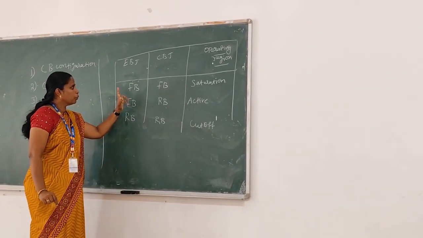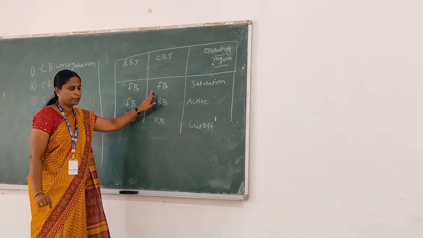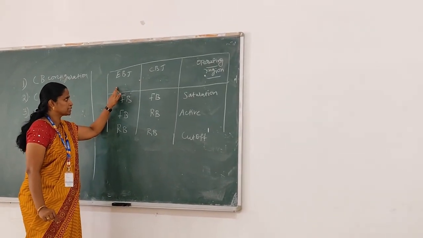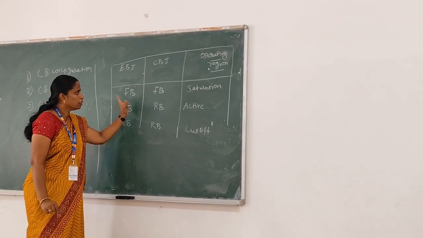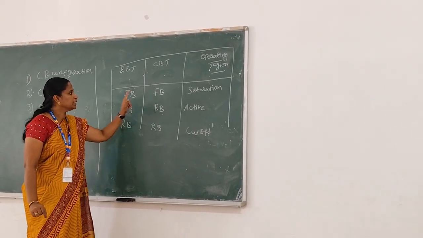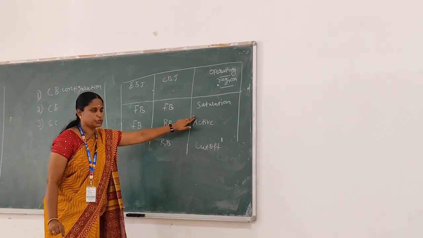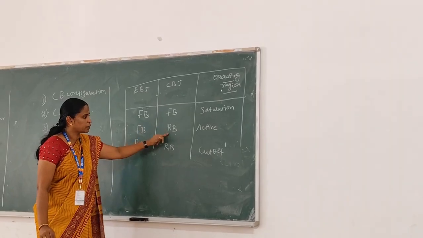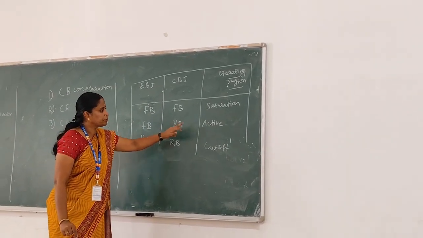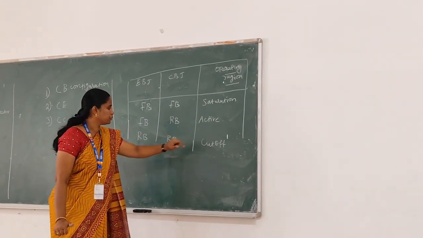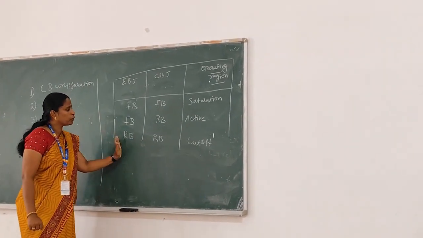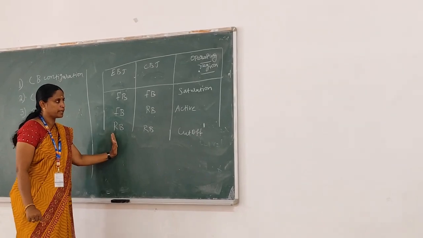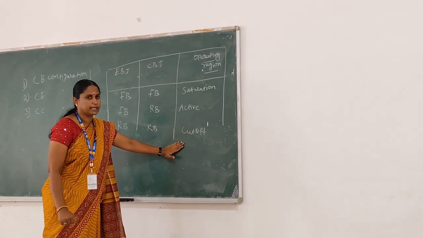If both the junctions are forward biased, that is the emitter base junction and the collector base junction, then it is said to be in saturation mode. If one junction is forward biased and another one is reverse biased, then the BJT will operate in active region. And if both the junctions are in reverse bias, then it will operate in cut-off mode.